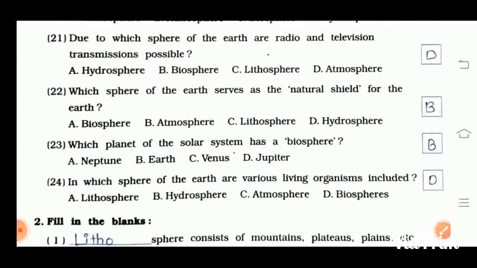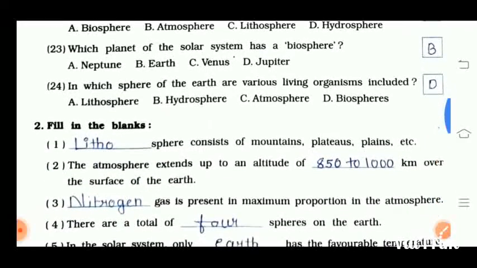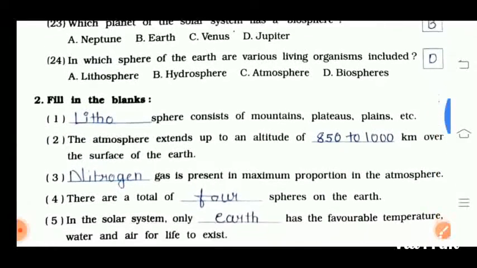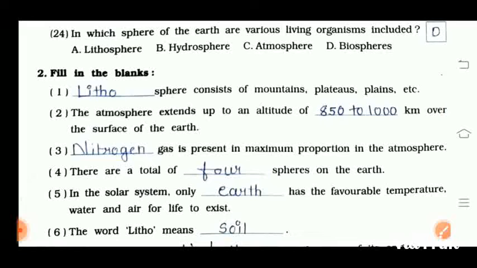So total 24 alternatives are there. Then next is filling the blanks. Okay, you can directly copy that from here too. It will not take time.